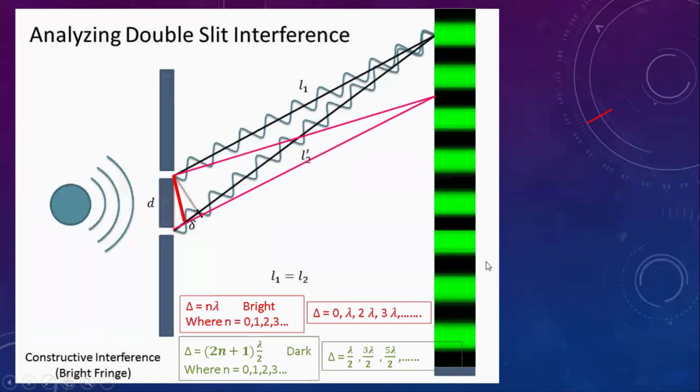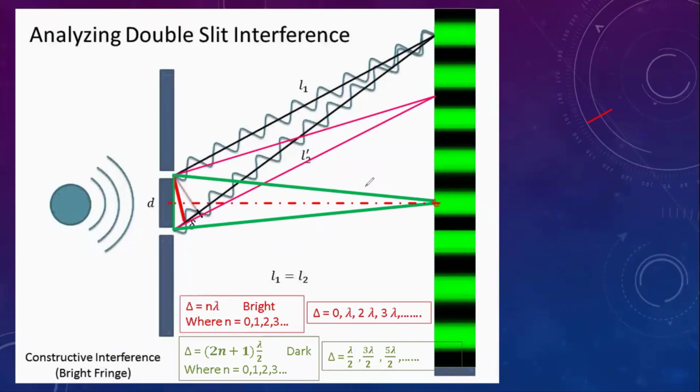Let's see another example. Here at the center point, what will form? Here, the lengths are equal, because if you draw a perpendicular also, there is no path difference. That means delta is equal to 0. Delta is equal to 0 is which condition? Put n equal to 0 here. So delta is equal to 0 is for the bright. That means here bright will form. Like this, we can see what is forming, bright or dark.